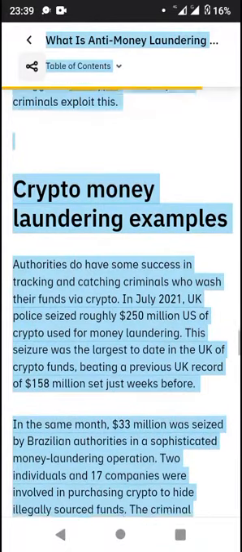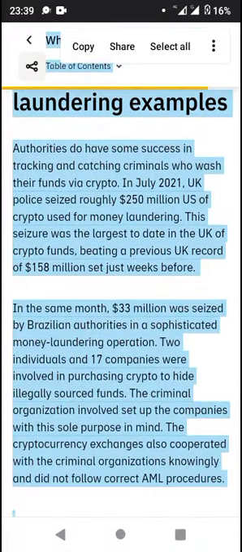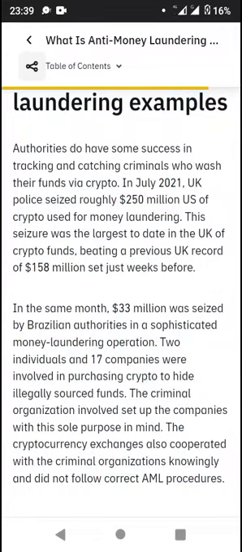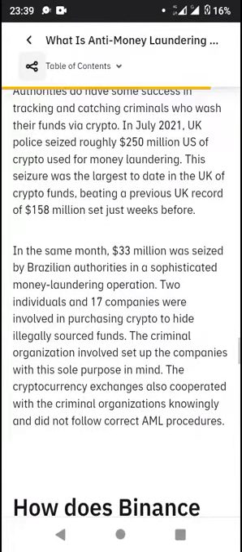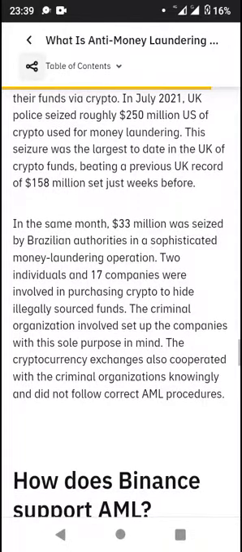So, crypto money laundering examples. There are loads of them. Authorities do have some success in tracking and catching criminals. In July 2021, UK police seized roughly $250 million US of crypto used for money laundering. This seizure was the largest to date in the UK of crypto funds, beating a previous UK record of $158 million set just weeks before.